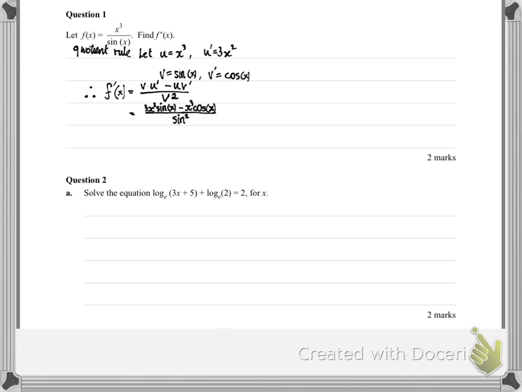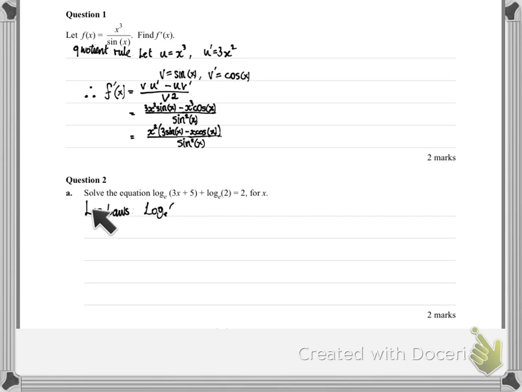And we should get something like that. And from there you can go ahead and factorize. You can get an x squared factor out. Okay, there you go, that will give you 2 marks. If you didn't factorize and you left it as the previous line, that is also okay, that's also 2 marks.